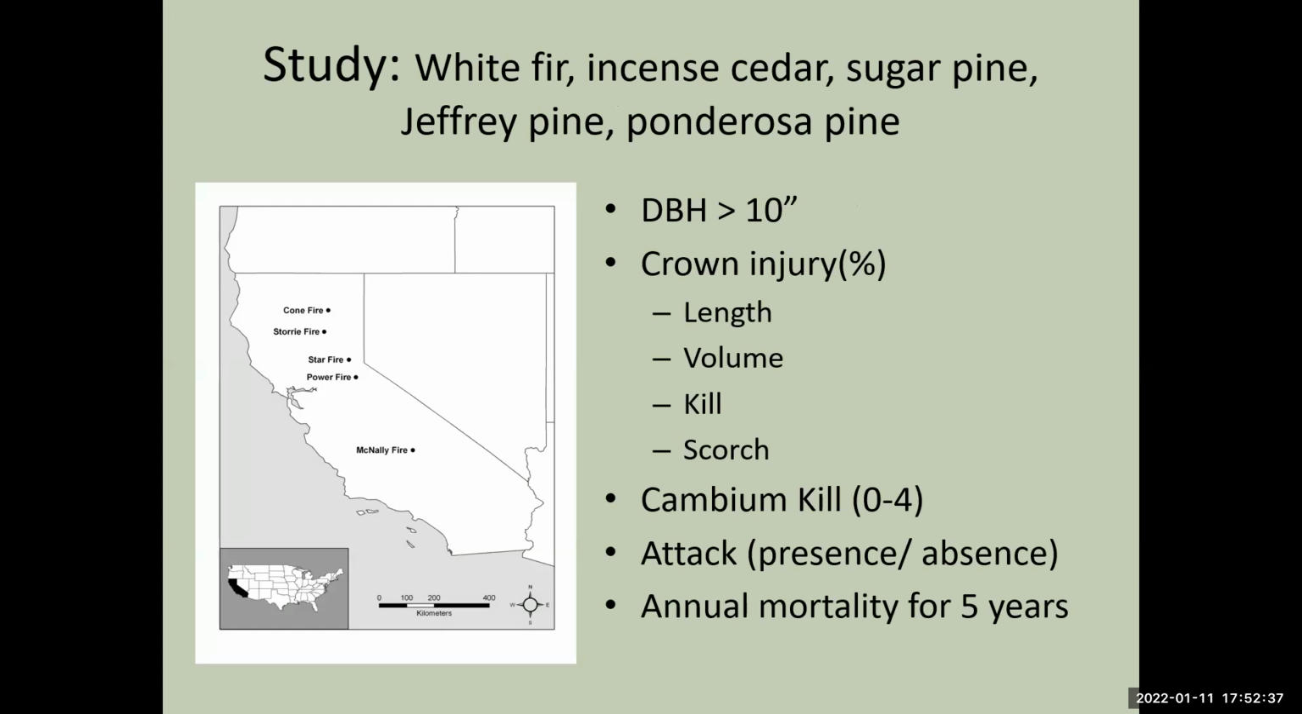We sampled cambium around the base of the tree, four areas in the cardinal directions. And we came up with a cambium kill rating of 0 to 4. I'll talk more about that later, as far as what that means, the cambium kill rating. And then just presence or absence of bark beetle attacks, specifically red turpentine beetle attacks on ponderosa or Jeffrey pine, is what we looked at. After we took the initial measurements on these trees after the fire, we followed them annually to document mortality. And at the end of 5 years, we were able to run the numbers based on the survivors and the ones that perished in 5 years and compare their fire injuries.